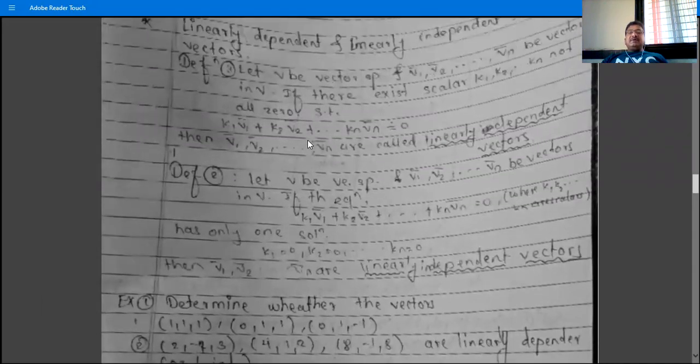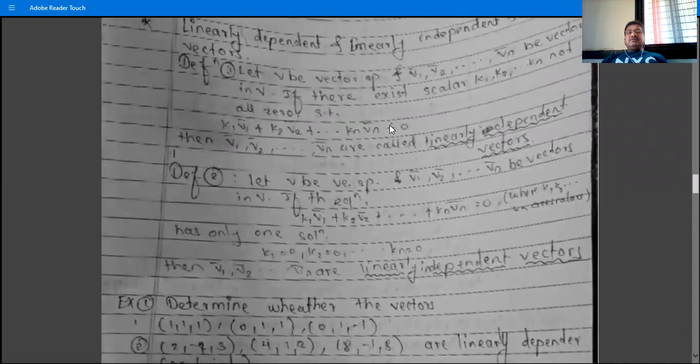Next, if these k1, k2, ..., kn are all 0, then we say this set, or these vectors v1, v2, ..., vn, are linearly independent. So the next definition, of linearly independent vectors: let V be a vector space and v1, v2, ..., vn be vectors in V. If the equation k1 v1 plus k2 v2 plus ... plus kn vn is equal to 0, where k1, k2, ..., kn are scalars, has only one solution, k1 equal to 0, k2 equal to 0, and kn equal to 0, that is, all these k1, k2, ..., kn are 0, then v1, v2, ..., vn are called linearly independent vectors, or the set of these vectors v1, v2, ..., vn is called a linearly independent set.